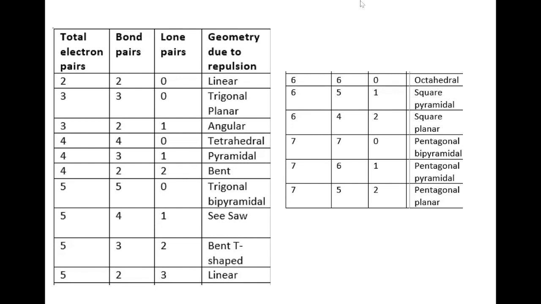After calculating the number of bond pairs and lone pairs of electrons, you will go to the table, then you will predict the shape corresponding to the number of bond pairs and lone pairs. So let us discuss some examples regarding this.